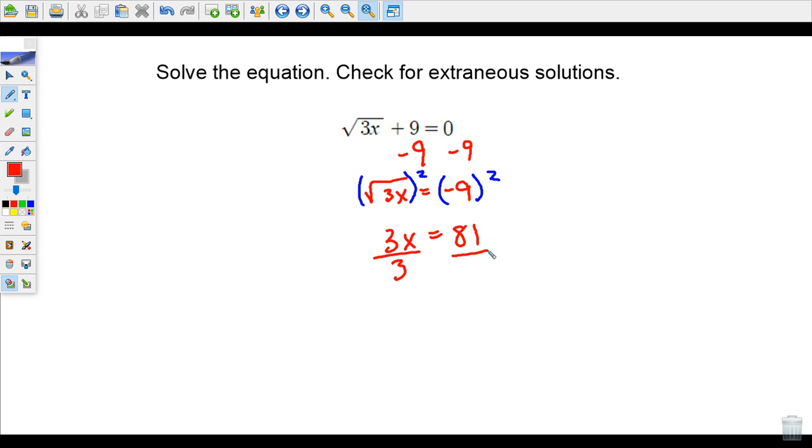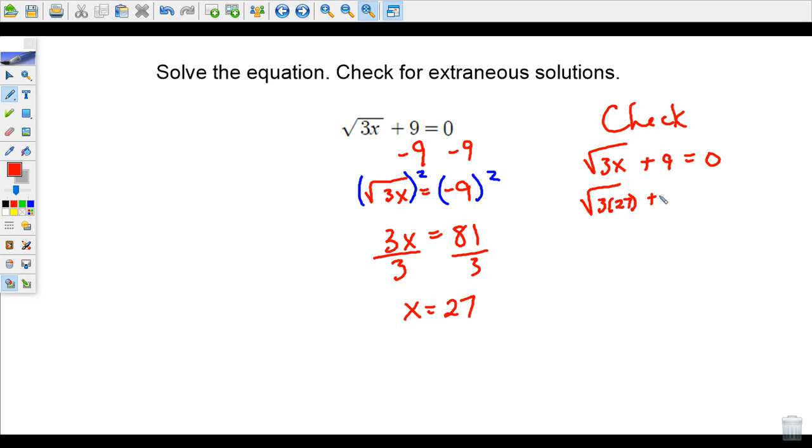Divide by 3. x is going to equal 27. So let's double check. Let's check our solution. Back in the original, radical 3x plus 9 equals 0. So this is 3 times 27, all under the radical, plus 9 equals 0. 3 times 27 is 81. Square root of 81 is 9. 9 plus 9 is 18. 18 does not equal 0.